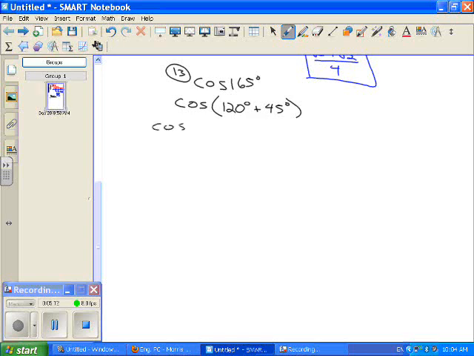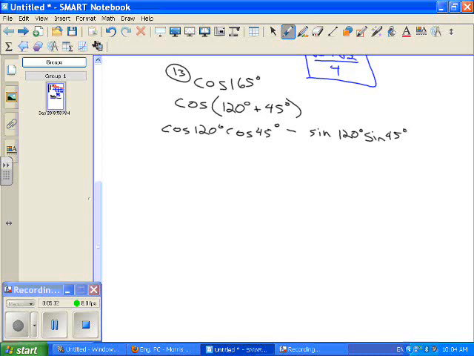All right, so cosine, let's see. For cosine of two things being added together, we get cosine of 120, cosine of 45, minus sine of 120, sine of 45.